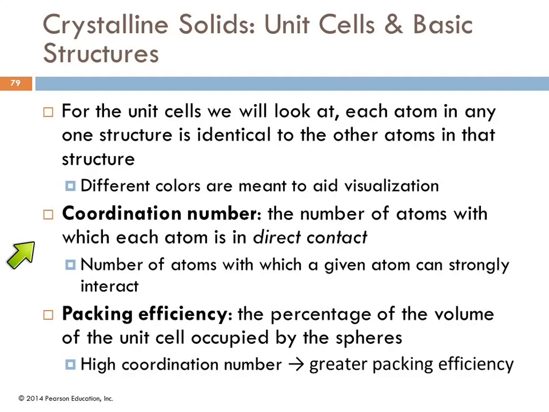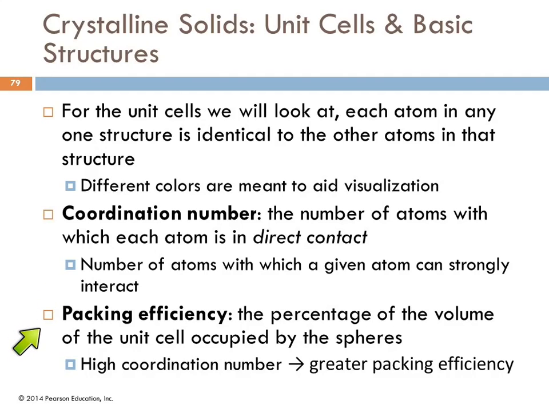So we talk about a coordination number, and this is the number of atoms that each atom is in direct contact with. How many atoms is this atom touching on its various sides? So those are the atoms that any particular atom you're looking at can strongly interact with. Like, how many neighbors do you have?